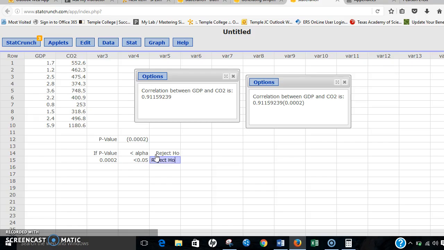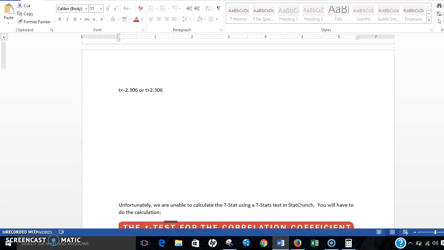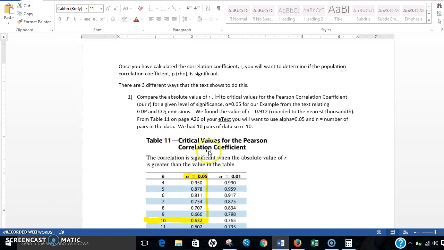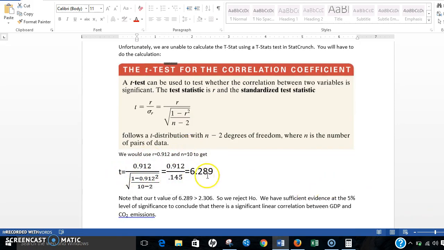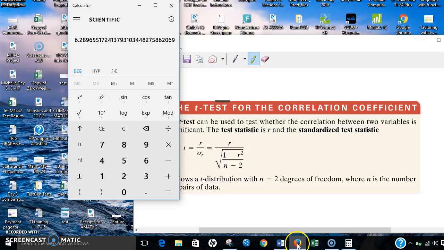So all three methods that we've looked at, I'm just going to go back rather quickly and pick that back up from the very beginning. The first method was to use table 11 and compare our r value that we got to the critical value that you get from the table. And if r is greater than that critical value, you reject. The second one is a lot more complicated. We have to calculate a test statistic and compare it to the rejection region. Is it in the rejection region? And yes, it is. And then the last one was from StatCrunch itself.